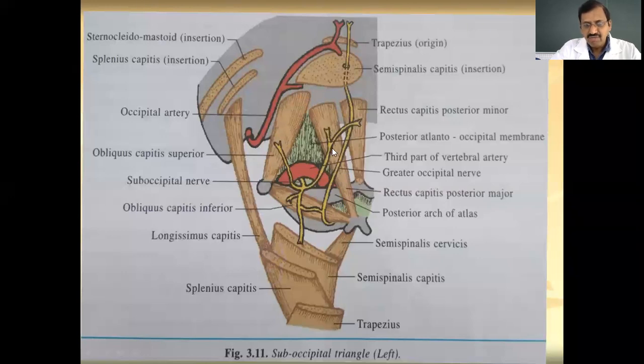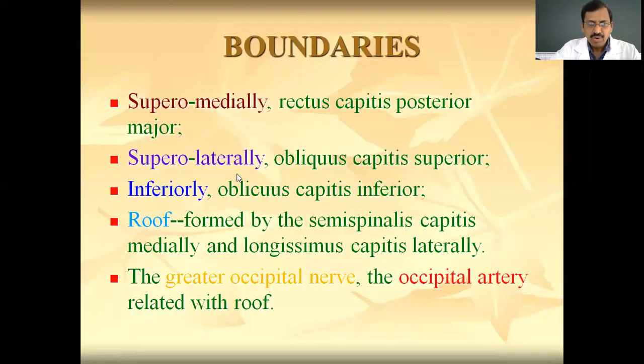And superomedially, it is also supported by another small muscle, the rectus capitis posterior minor. These are the three boundaries. Next, what are the structures forming the roof of the suboccipital triangle? These are the boundaries: superomedially the rectus capitis posterior major, superolaterally the obliquus capitis superior, and inferiorly the obliquus capitis inferior. These are the muscles.